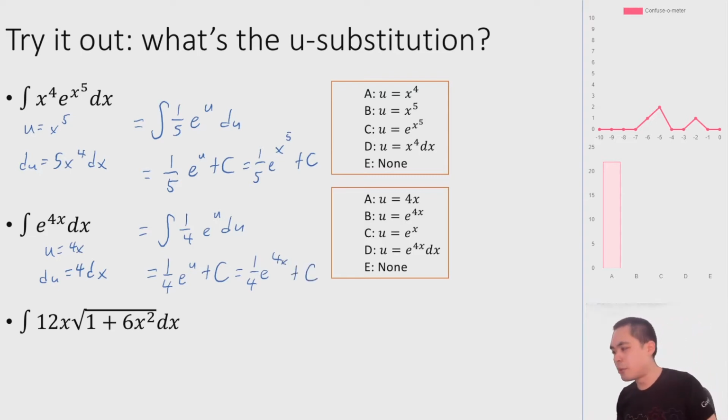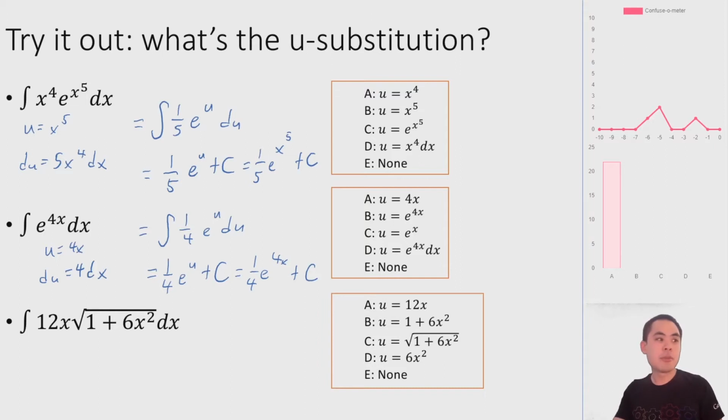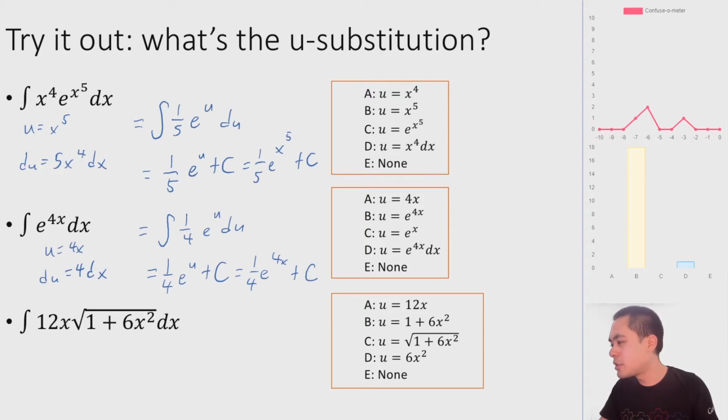Okay, let's try one more before we move on. So this one's slightly more complicated, right? So we have 12x times the... Oh, sorry, let me reset that quickly. So please answer your thing again, because I hadn't reset it yet. Okay, so we're getting a couple different responses. We're getting mostly B's, but we also got one D.